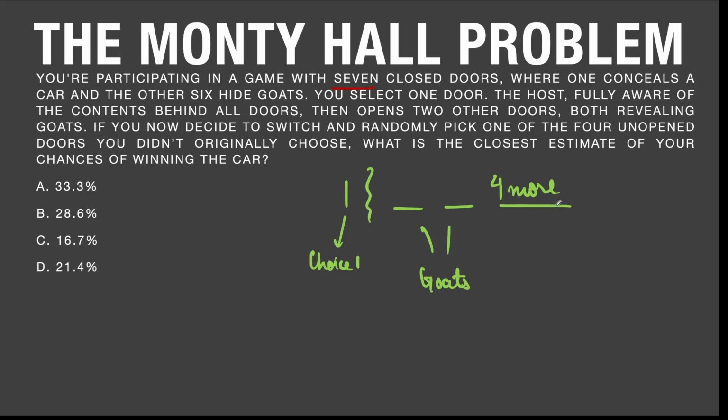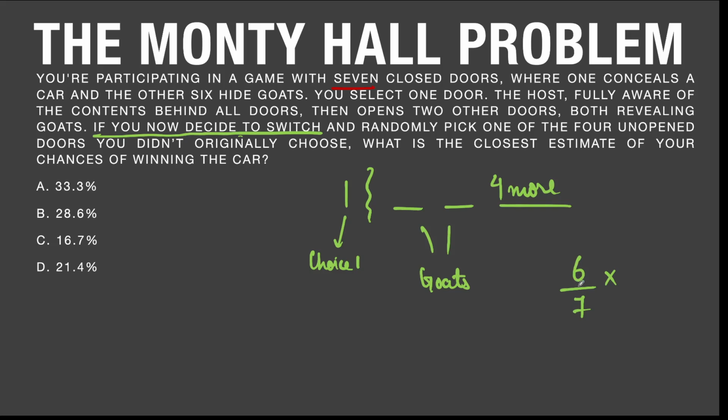Now, what you have to check is, what is the closest estimate of your chances of winning the car when you decide to switch. See, it says here, if you decide to switch. Now, firstly, what is the chance of you picking 6 of these doors out of the 7? That is 6 upon 7. Or what is the chance of there being a car behind 6 of these 7 doors? That is 6 upon 7. This is nothing but a combined probability of these 6 doors, 6 over 7.